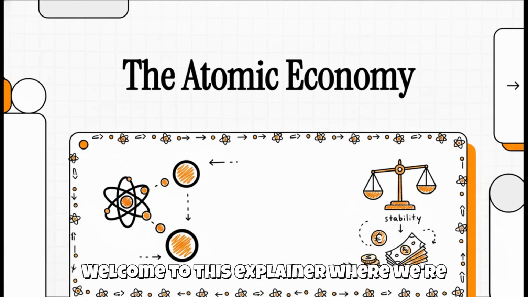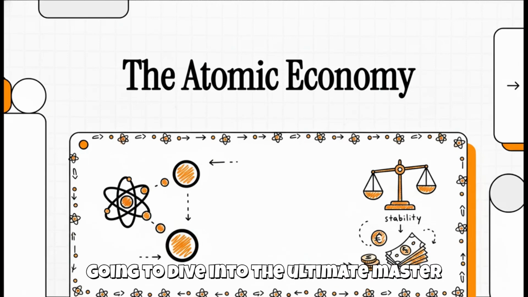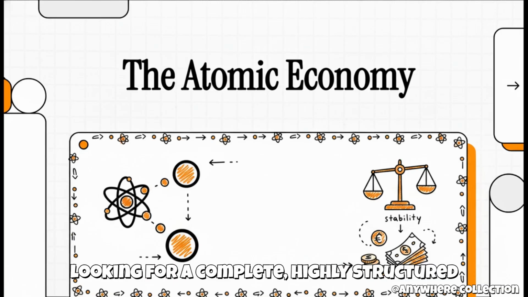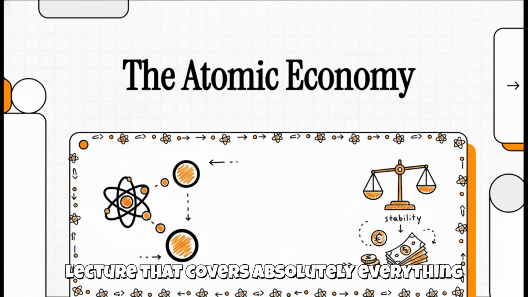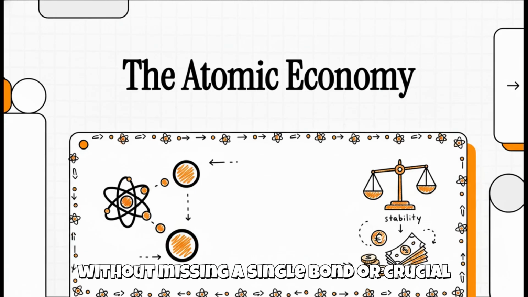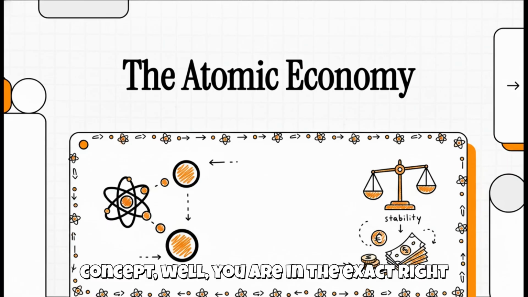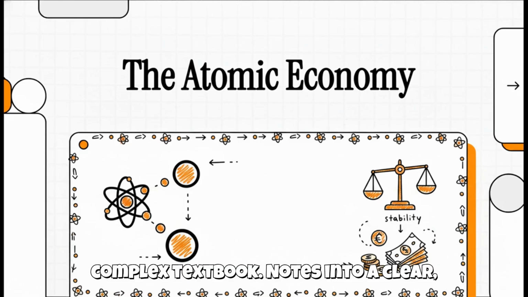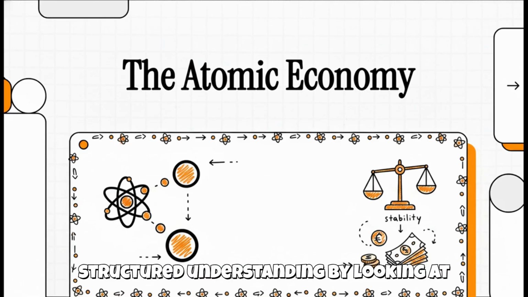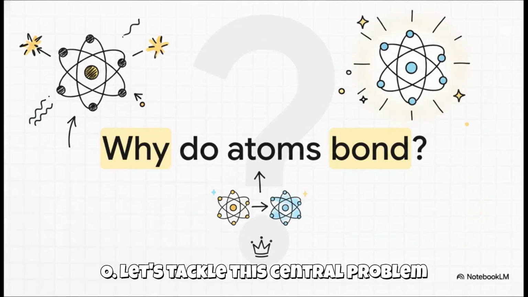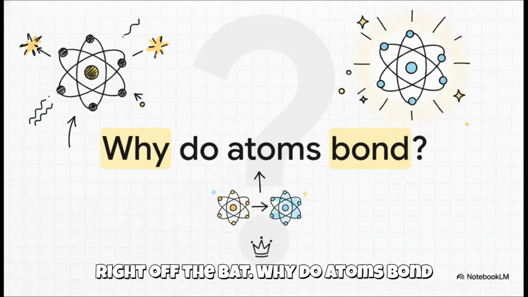Welcome to this explainer, where we're going to dive into the ultimate masterclass on chemical bonding. If you've been looking for a complete, highly structured lecture that covers absolutely everything you need to know about this chapter without missing a single bond or crucial concept, well, you are in the exact right place. We're going to transform those complex textbook notes into a clear, structured understanding by looking at the microscopic world as, well, an economy. So let's tackle this central problem right off the bat.